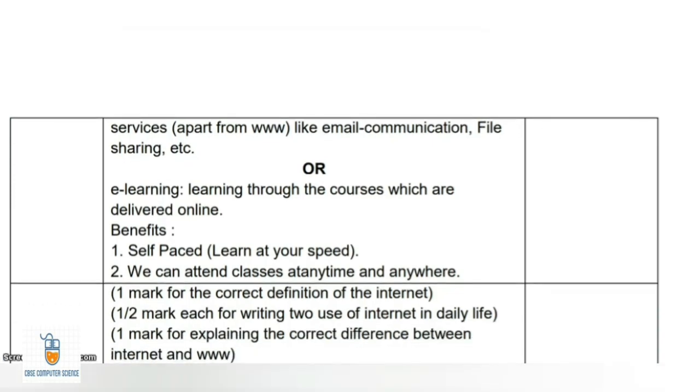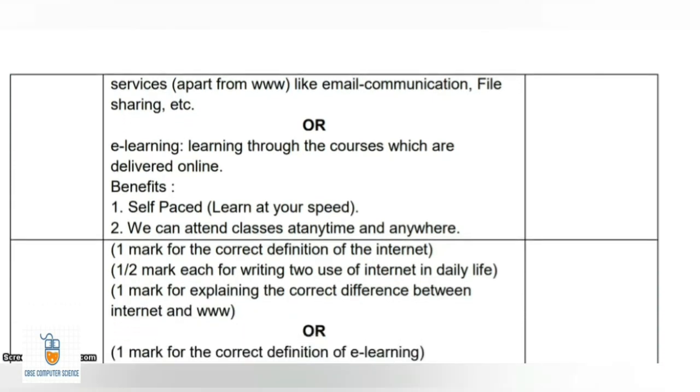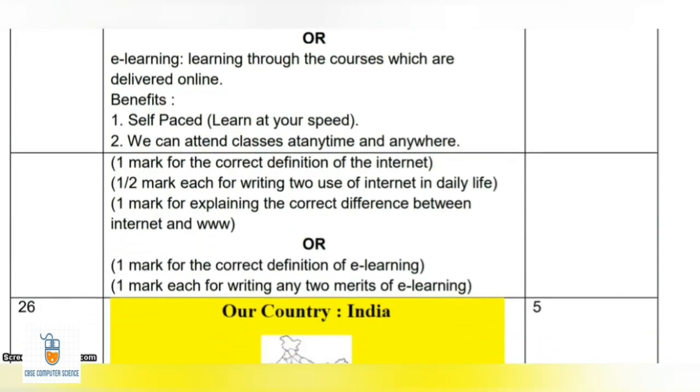Now coming to e-learning. E-learning means learning through courses which are delivered online. The benefits are, number 1, it is self-paced, you can learn at your own speed. Number 2, we can attend classes at any time and from anywhere. So these are two benefits of e-learning.